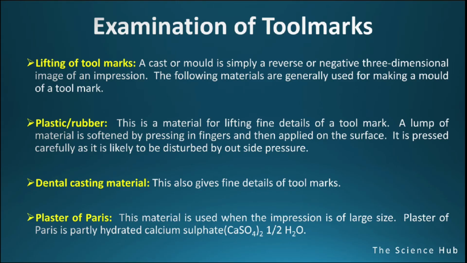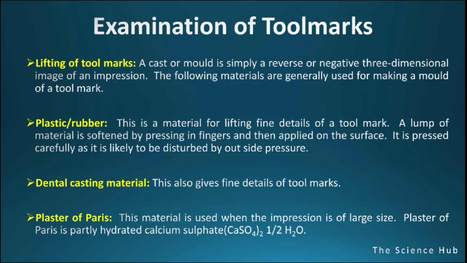Lifting of tool marks is very important for us. For that, a cast or mold is simply a reverse or negative 3-dimensional image of an impression. Some of the following materials are used for making a mold of a tool mark. First of all, plastic or rubber. This is a material for lifting fine details of a tool mark. A lump of material is softened by pressing in fingers and then applied on the surface. It is pressed carefully as it is likely to be disturbed by outside pressure.